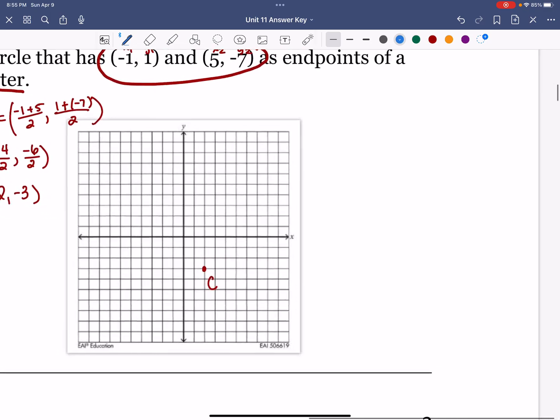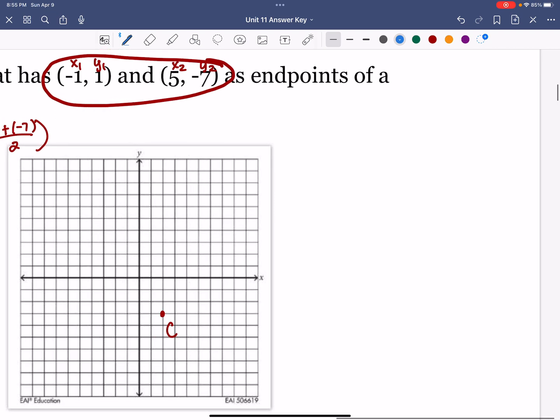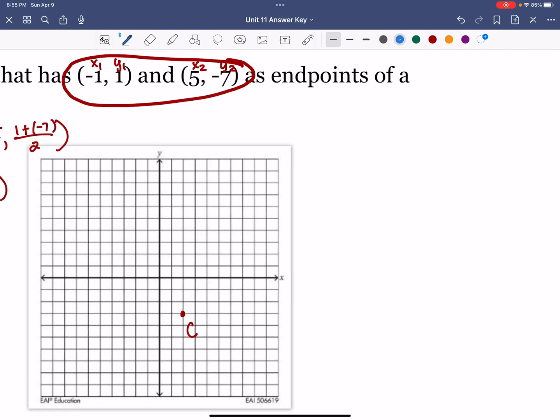Now my radius is going to be a little bit different. I can do one of two things. I can use the distance formula to figure out the distance of my diameter and then cut it by 2, or I can use that center point, assuming I'm correct, and do that to one of my endpoints. Since I'm going to assume that I may have gotten it wrong, I'm actually going to go ahead and use my original 2 points here.